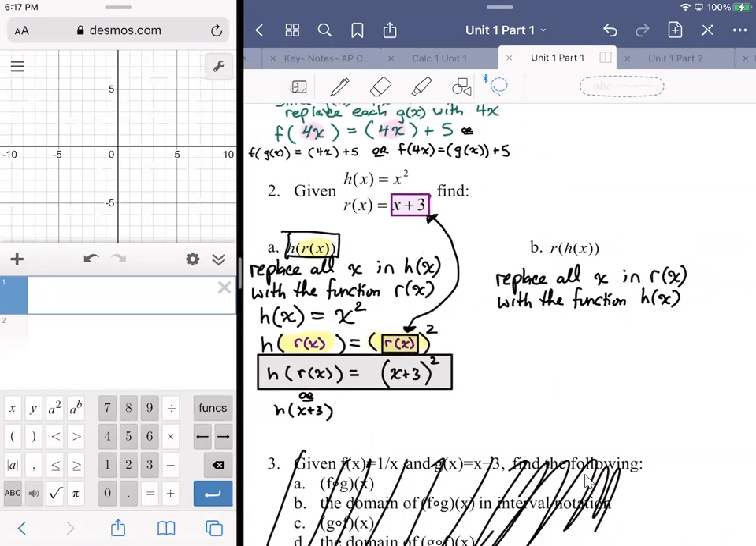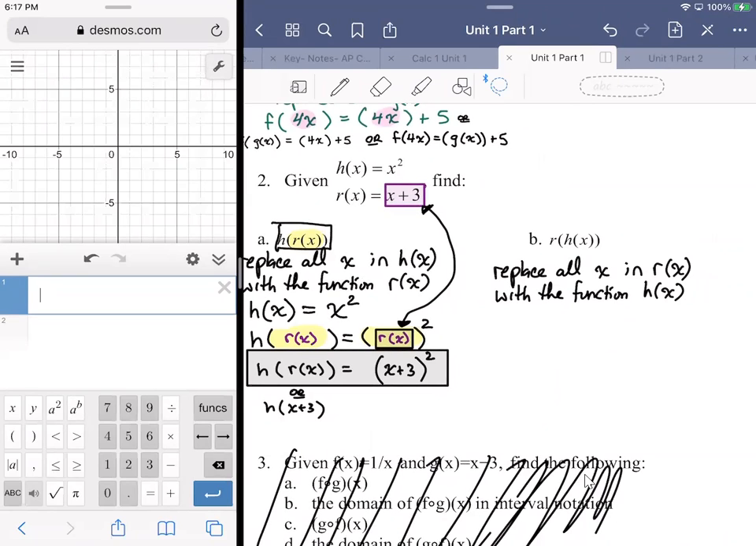Professor, I'm a little confused about where the x on the x squared went. The h of x equals x squared. Now I see that you have x plus 3 in parentheses squared, but where's the x? So the x was replaced with the x plus 3. Everywhere you see an x, even if it has an exponent, has to be replaced. So you add the exponent always outside of the parentheses? Right, exactly, because it's an entire expression that's doing the replacement.